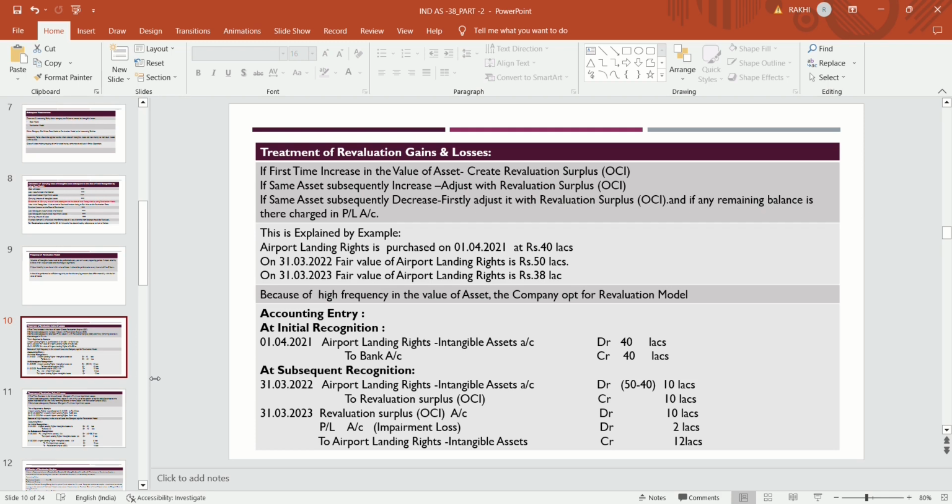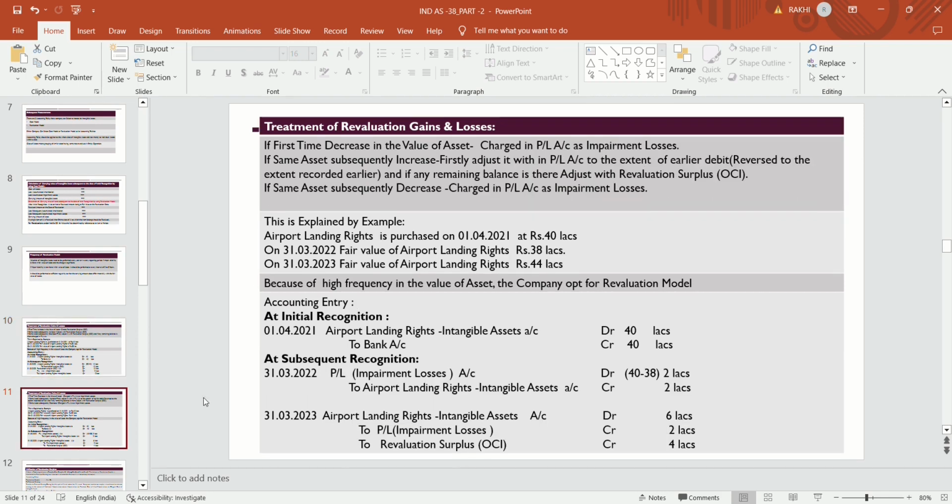impairment loss. Revaluation surplus account debit 10 lakhs, P&L account impairment loss account debit 2 lakhs, to airport landing right. So it is reduced by 12 lakhs. The airport landing right intangible asset is reduced by 12 lakhs, and it becomes restated at 38 lakhs in the balance sheet. Now, the treatment of revaluation gain or loss.